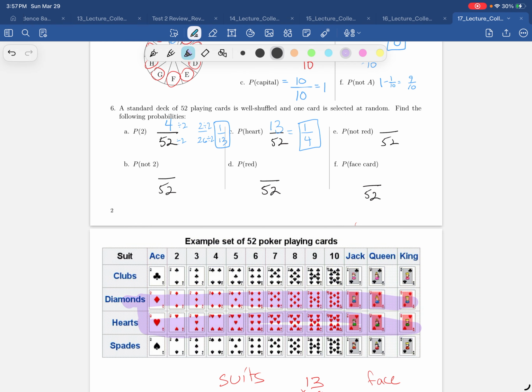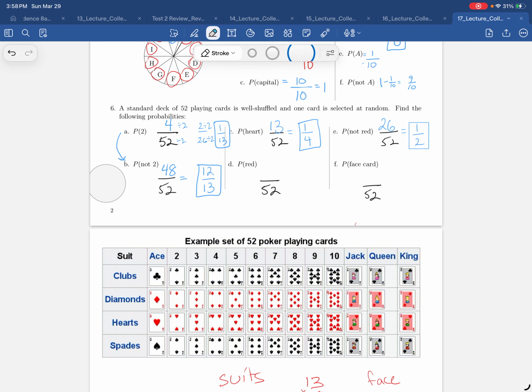Next, we have the probability of not 2. Well, if there were 4 that are a 2, then what I can do is just do 52 minus 4 and get 48. So there's 48 cards that are not 2s, or 12/13. I know that one was probably meant to be done after A. I should have gone to B, because those two are complementary to each other, just like C and D. Sorry, that's heart and red. Probability of a red card, there's 26 reds out of the 52 possible, so that's going to be 1/2.